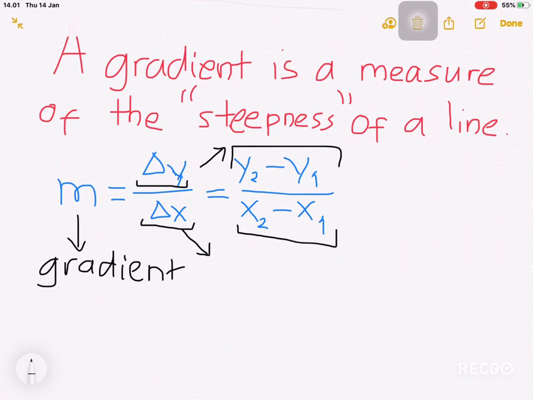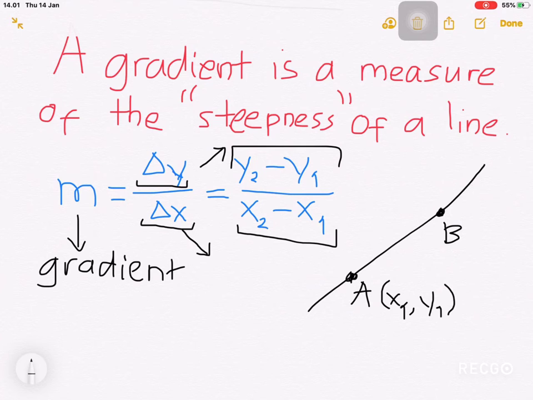Well, let me explain. Assume you have a line and you have two random points on the line. I'll just call them A and B. Assume A has coordinates x1, y1, and B has coordinates x2, y2. To measure the gradient, you can just substitute the values of x1, y1, x2, and y2 into this equation right here.